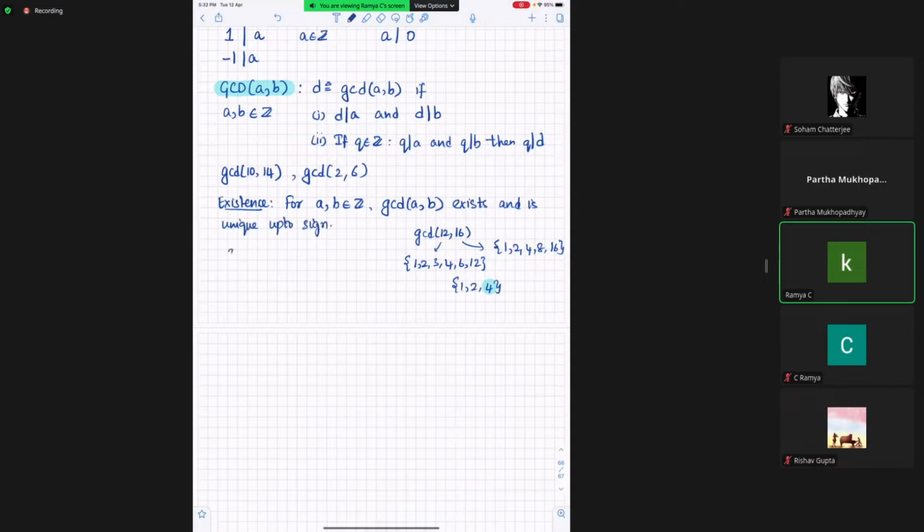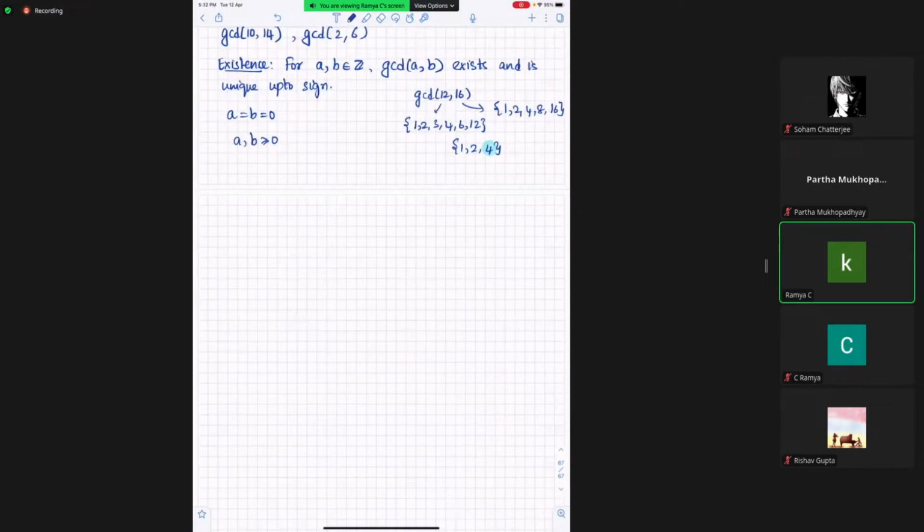So when both A and B are 0, we know that the GCD is 0. So there is no big deal. So we can assume that A and B are both positive. Then the negative cases work the same way because divisibility is not affected by sign.